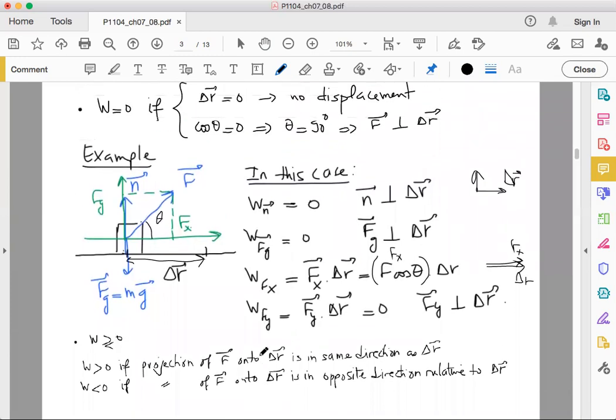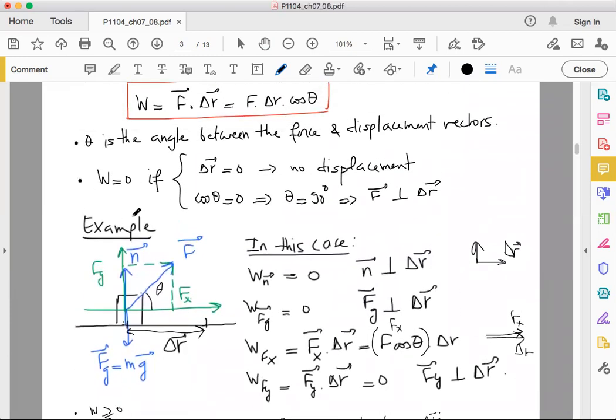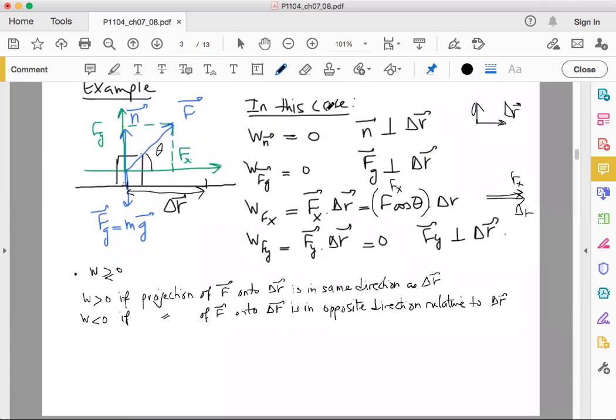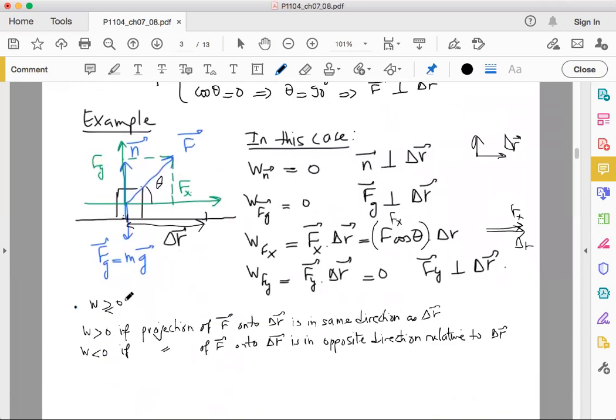Now let's move on. This W could be positive or negative. Since W is a scalar product between two vectors and it includes a cosine theta, and as you know, cosine theta may vary between -1 and +1, cosine theta could be positive or negative. If cosine theta is positive, that means that W is positive. So when is W positive? W is positive when the projection of F onto delta R is in the same direction as delta R. So in this case, you have two vectors in the same direction, like in here.